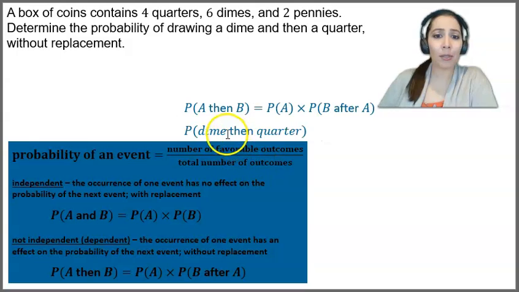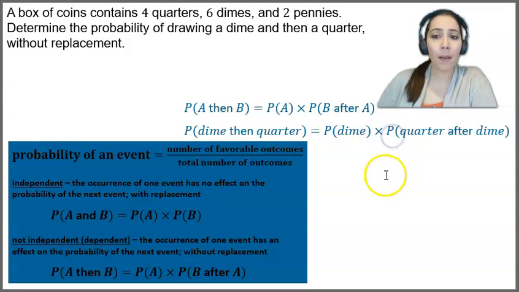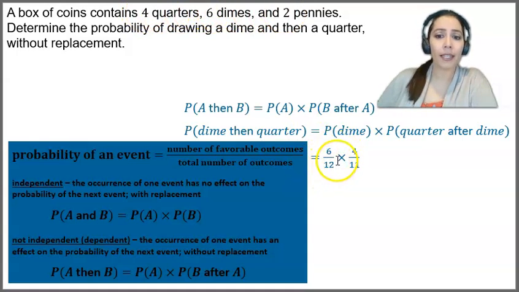So in my example, I am taking the probability of pulling a dime out of the bag, then the probability of pulling a quarter. So for this, I'll have the probability of the dime multiplied by the probability of the quarter after I pull the dime. For the probability of pulling the dime, I have 6 dimes out of 4 plus 6 plus 2, 12 coins. So the probability of pulling a dime is a 6 out of 12 chance.